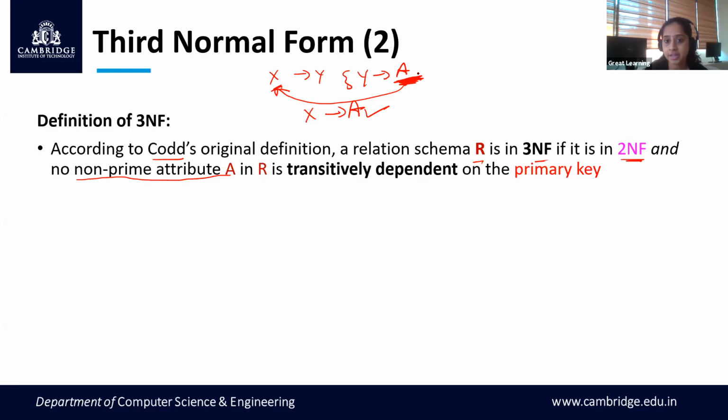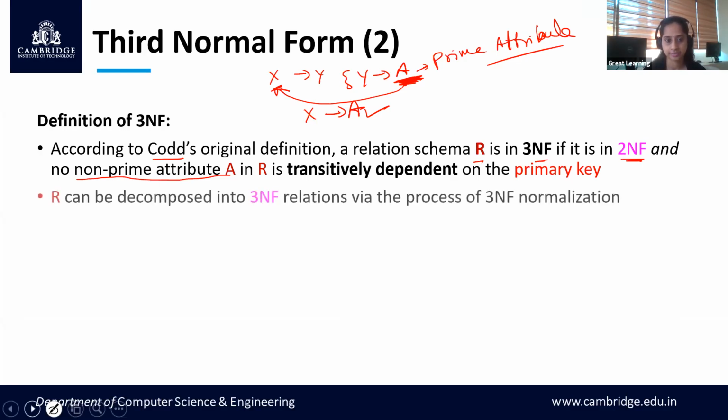Is it clear? If it is a prime attribute, then it is not a problem. So that's why they say no non-prime attribute in R should be transitively dependent on the primary key. Okay, so fine. That's a definition. This is actually the original definition.